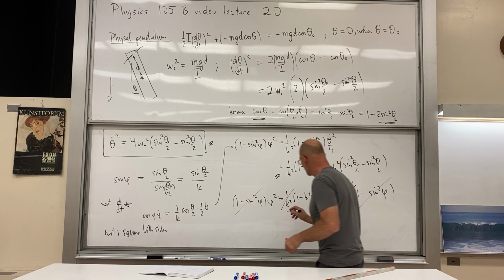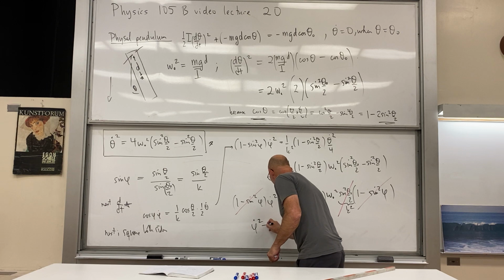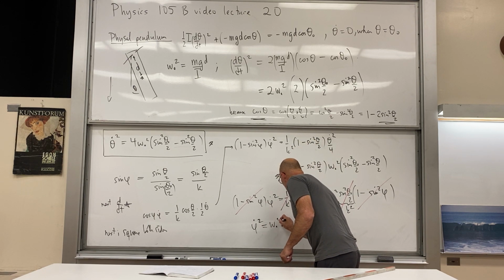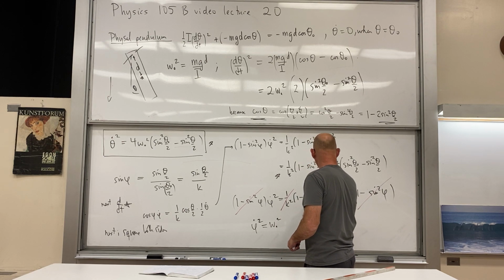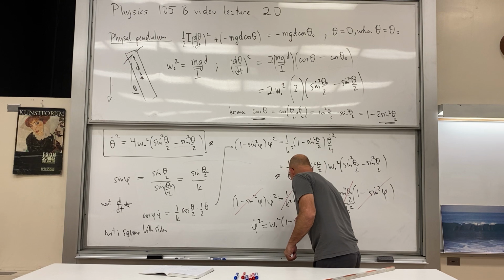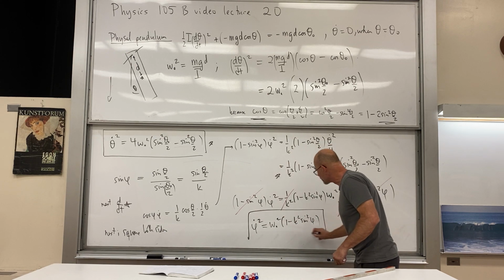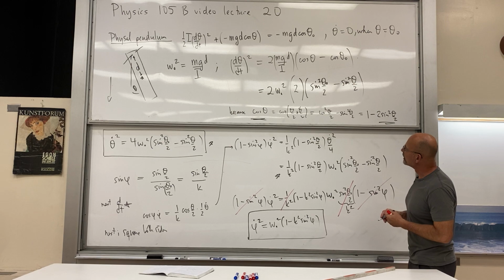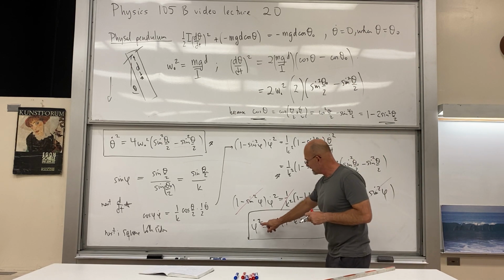So what are we left with when the dust settles? Phi dot squared equals omega naught squared times 1 minus k squared sine squared phi. So now we've transformed to an equally simple expression, but a more standard form and usable. Good. So now let's go ahead and integrate this.